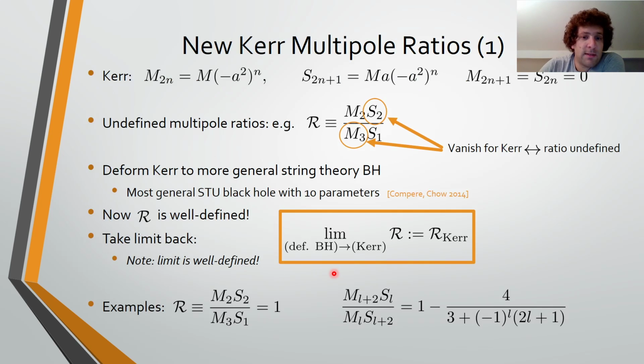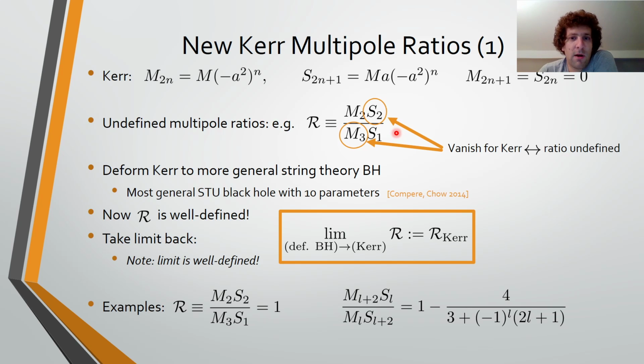So this leads us to our next topic, which is multipole ratios of Kerr. Now, as I just said, there are a bunch of multipoles that vanish for Kerr, and so you can consider some multipole ratios that are actually ill-defined in a naive sense. So, for example, I've considered this multipole ratio here, where both the numerator and denominator contain a multipole which is 0. So S_2 and M_3 are both 0 for the Kerr black hole. And so this is a 0 over 0 ratio. It's not really well defined. This ratio is undefined for the Kerr black hole.